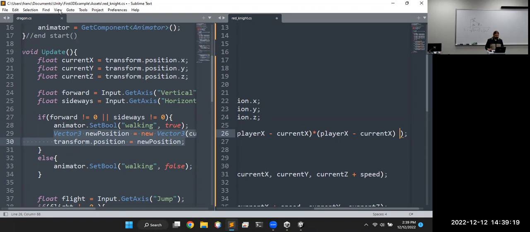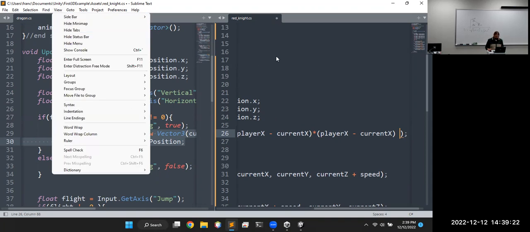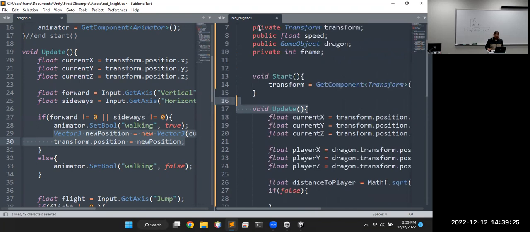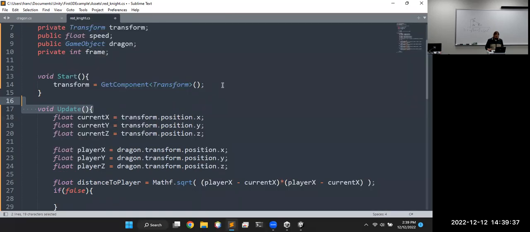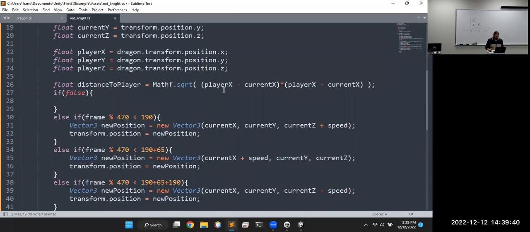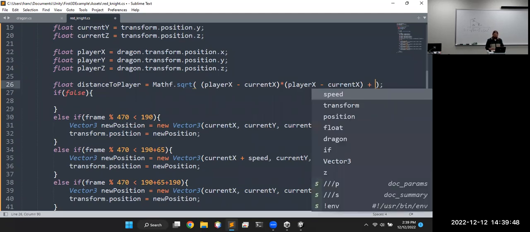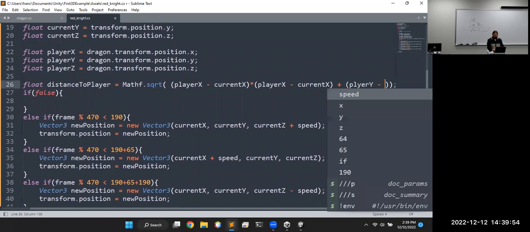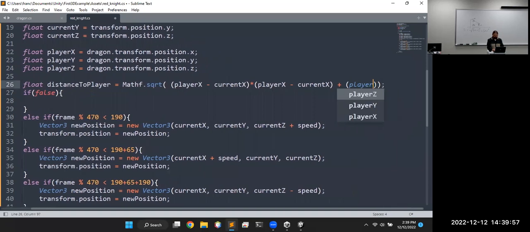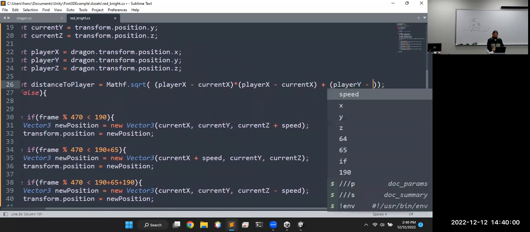I think our copy and paste stuff from earlier is done. Let me switch this. Zoom buttons are in the way. This one here. There we go. That way this equation will fit closer to one line. It's still going to scroll over. But then we need that again for our y's. So player y minus current y.